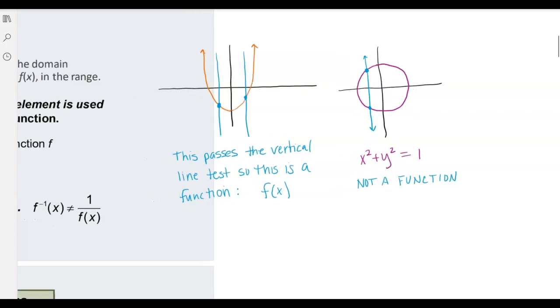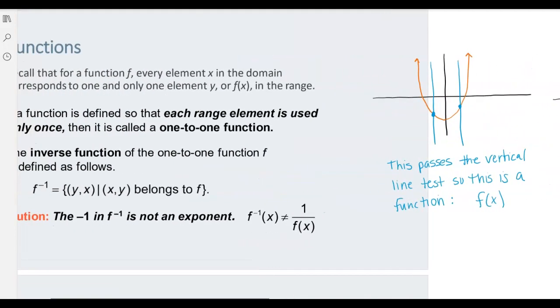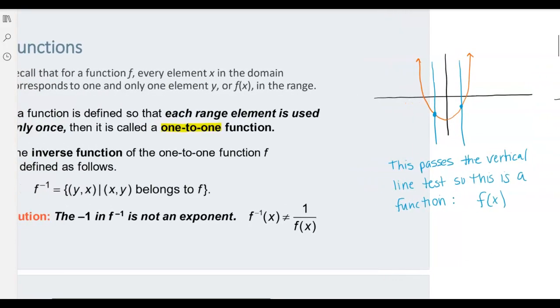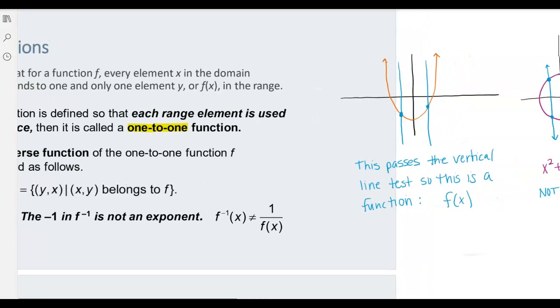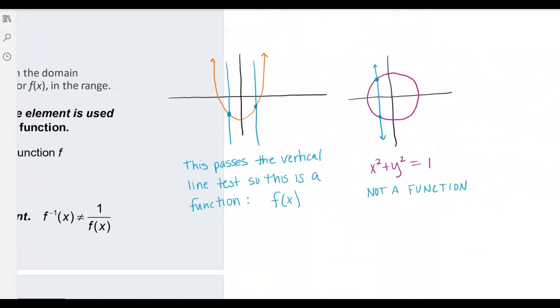Now, the second idea that we have on this slide is something that's called one-to-one. So just because something is a function doesn't mean that it has an inverse. It also has to be one-to-one. So going back to this picture of the parabola, I know it's a function because it passes the vertical line test, but then I'll do something different called the horizontal line test. And I see that this intersects the graph in 2 locations.